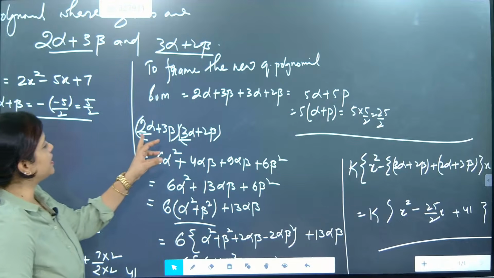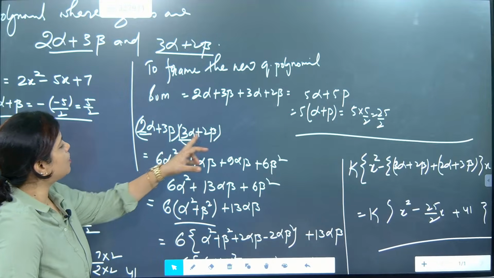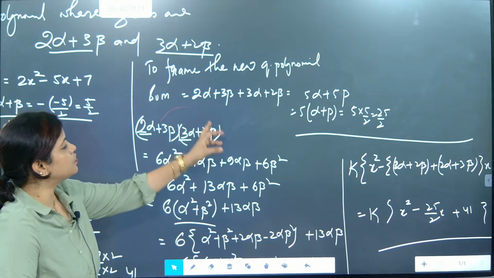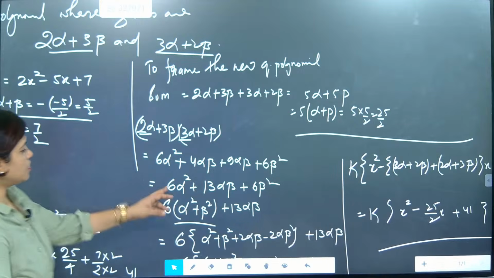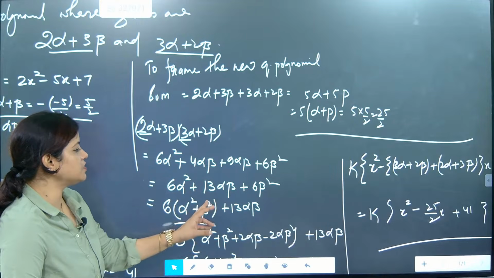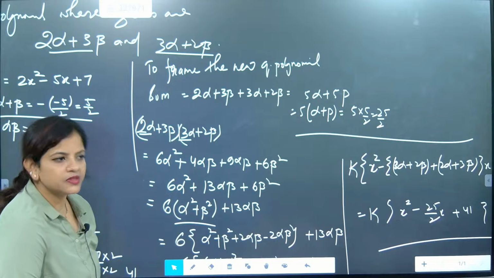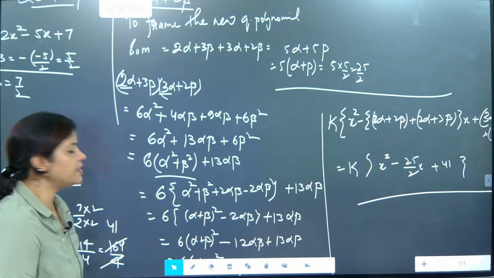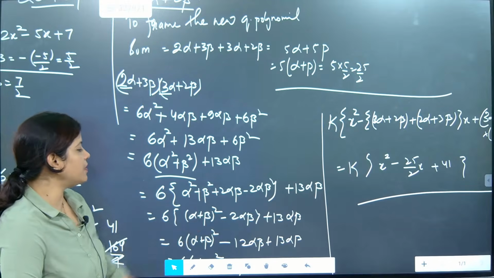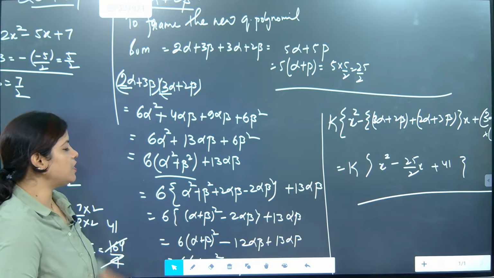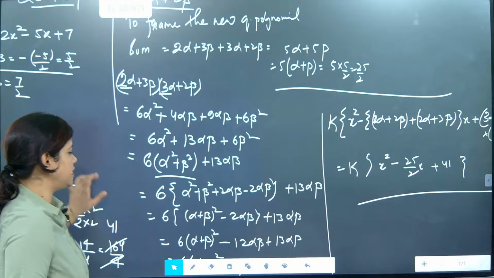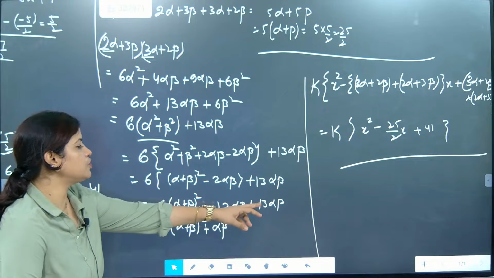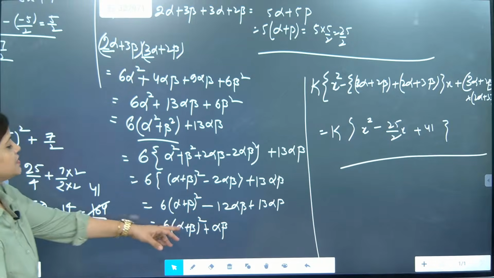At the time of multiplication, 2 3s are 6 alpha square. Now 2 2s are 4 alpha beta. And now 3 3s are 9 alpha beta. Then 3 2s are 6 beta square. So now 6 we have taken out: alpha square plus beta square. And here 9 plus 4 will become 13 alpha beta. Now here we added 2 alpha beta and subtracted 2 alpha beta. Why? So that it will become a complete square. So it became alpha plus beta whole square minus 2 alpha beta, plus 13. So here it will become 6 alpha plus beta whole square minus 6 into 2 is 12, so 12 alpha beta and 13 alpha beta, these will combine. Now 6 alpha plus beta whole square.